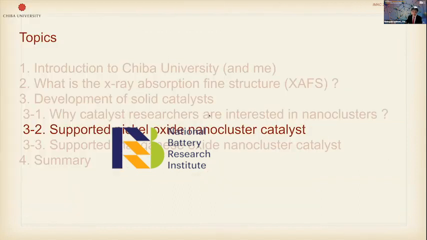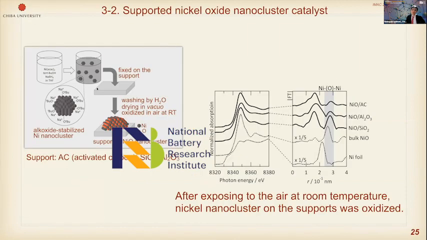Okay, moving to the nickel oxide nanocluster case. Of course, we make nickel nanoclusters. Colloidal nickel nanoclusters were obtained here and supported on various supports. In this case, activated carbon, silica, and alumina were applied.